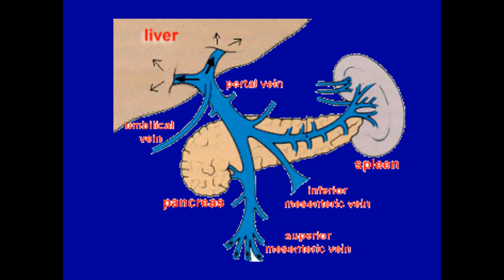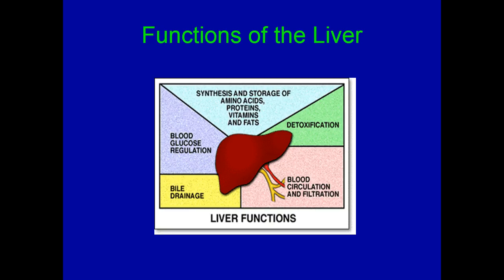All right, so what does the liver do with all this blood? Really important functions that affect the entire body. So that's why it's such a big problem when there's a problem with the liver. The liver has the important function of synthesizing, making, and storing amino acids or proteins, vitamins, and fats. We absorb fat-soluble vitamins through the bile system that is involved with our liver function.